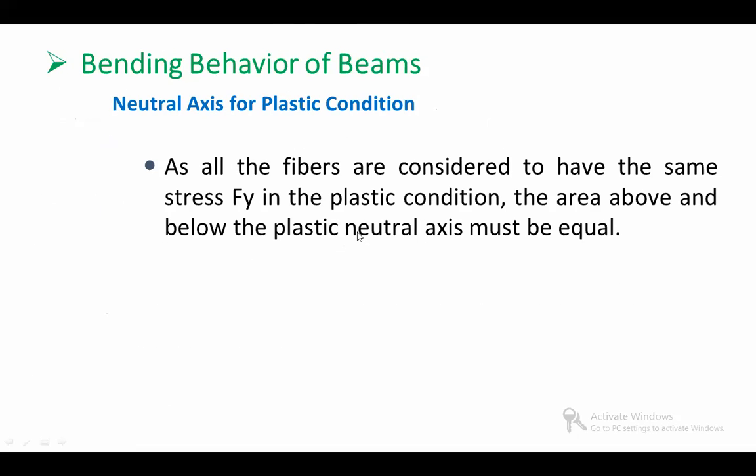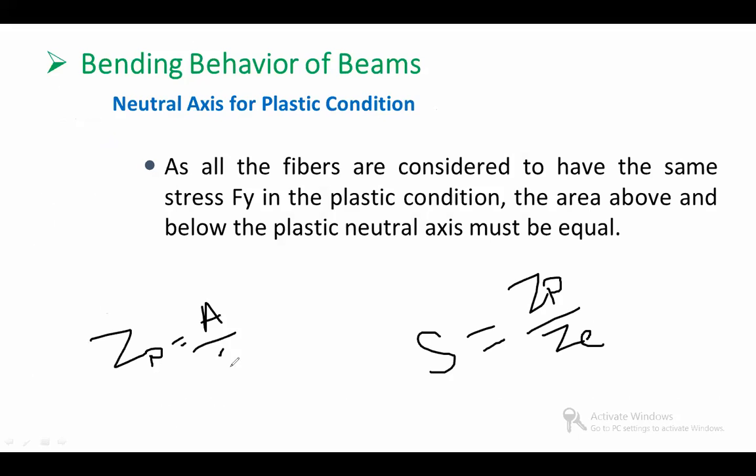Now the shape factor that you have to find out by the simple formula ZP by ZD. So how to find ZP and ZD? The ZP formula, as I told, is A by 2, Y1 bar plus Y2 bar, right? So that you have to consider.